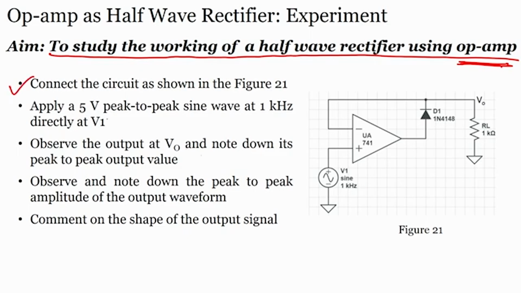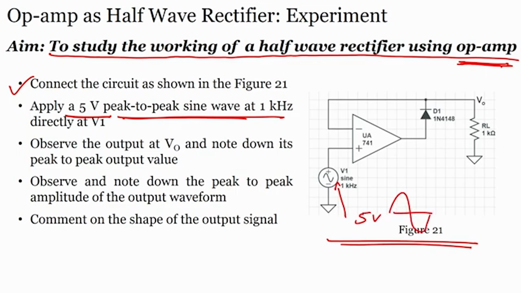First, connect the circuit as shown in figure 21. Now apply a 5 volts peak to peak sine wave at 1 kilohertz. That means we will apply here 5 volts peak to peak, a sine wave, and the frequency is 1 kilohertz.